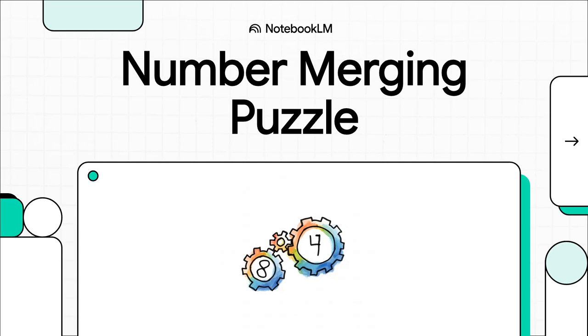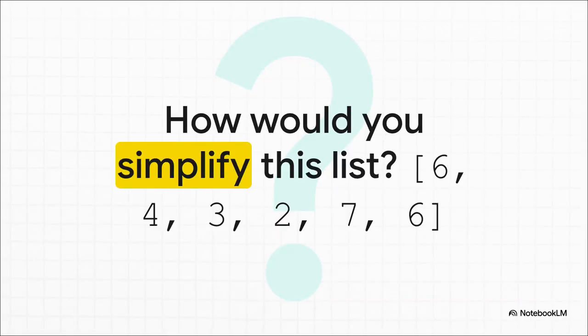Hey there, and welcome. Today, we're going to tackle a really clever number puzzle. We're breaking down a Python algorithm that takes a list of numbers and simplifies it using just one single rule. Now, it sounds simple, but how it handles these little chain reactions, that's where the magic really is. So let's dive in. All right, so take a look at this list of numbers.